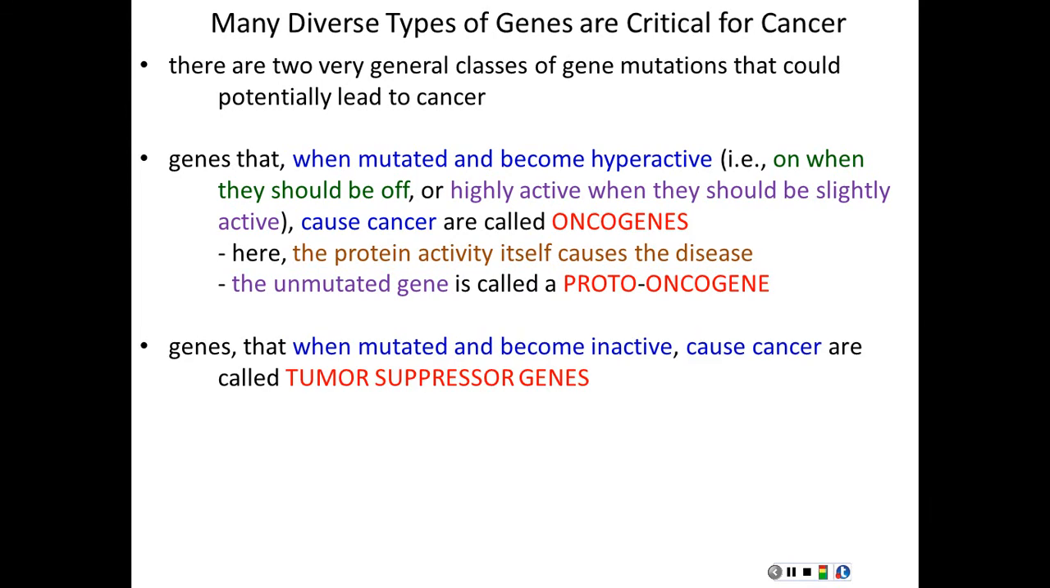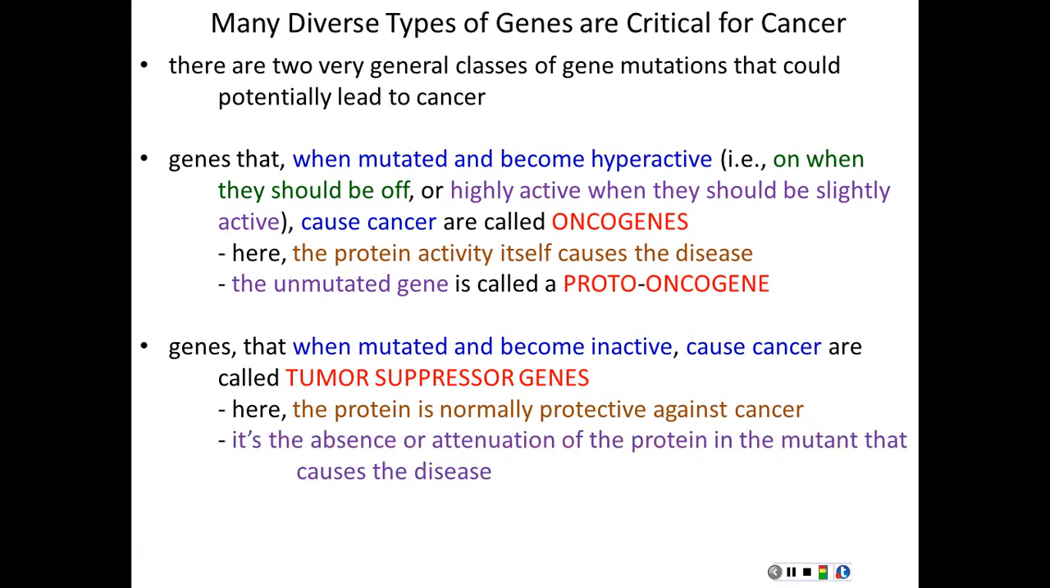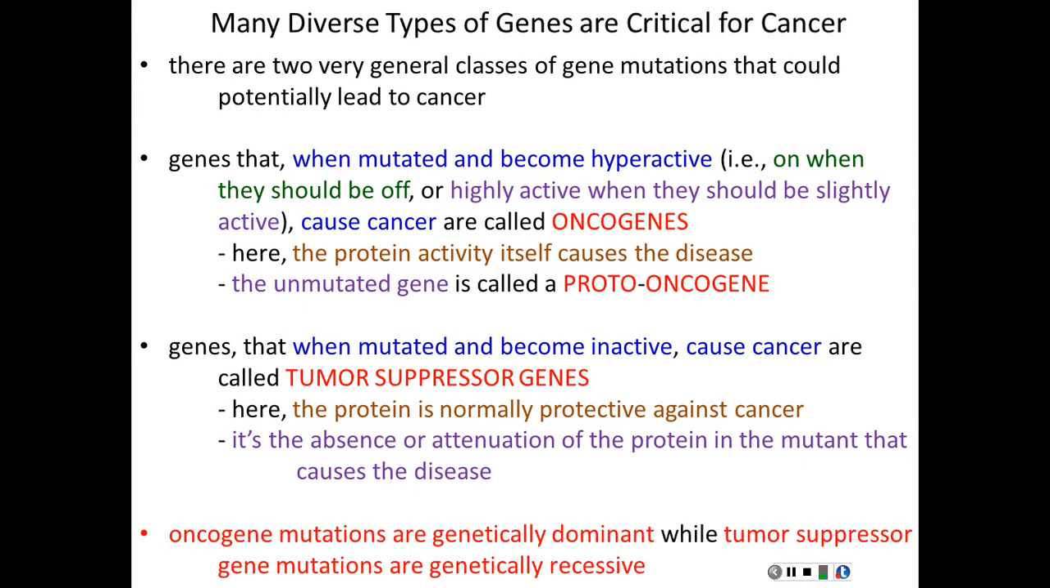There are genes that should be on to help stop cancer from developing. But when these genes are mutated to become off, or more inactive, cancer is a risk. We call these tumor suppressor genes, because when these genes are on when they should be on, they suppress tumor formation. Here, the protein, when it's made, is protective against cancer. So we want the protein around, and when the mutation causes the protein to not be around, cancer is a risk. It's the absence or attenuation of the protein that gives the cancer a chance to take hold.